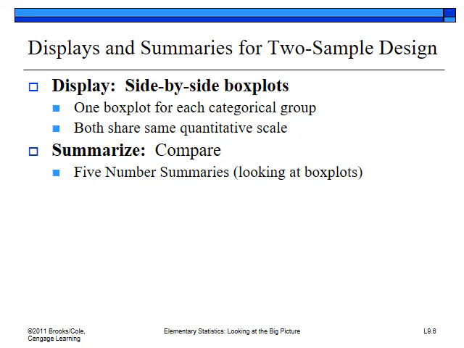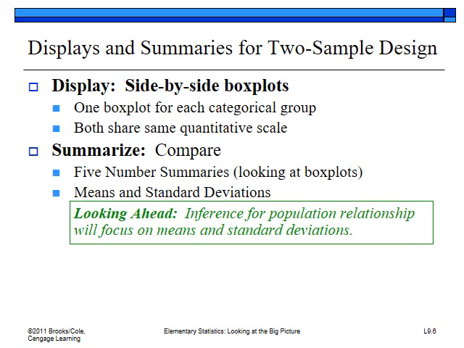To summarize a relationship, we want to either compare the 5-number summaries, which we can do visually by looking at the box plots, or compare the means and the standard deviations inside each group. Later on, when we talk about inference, we will focus on the standard deviation and the mean, not the 5-number summary.